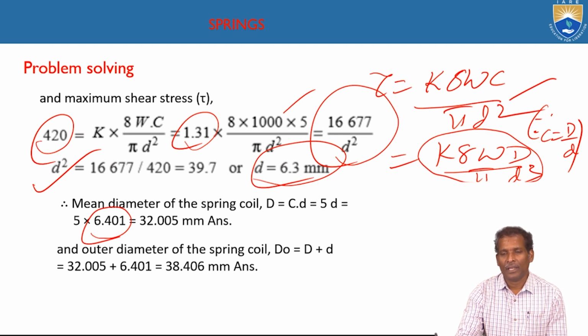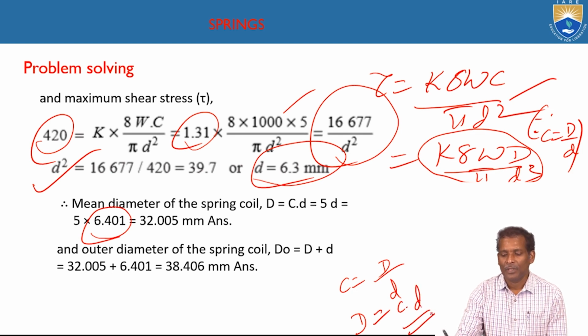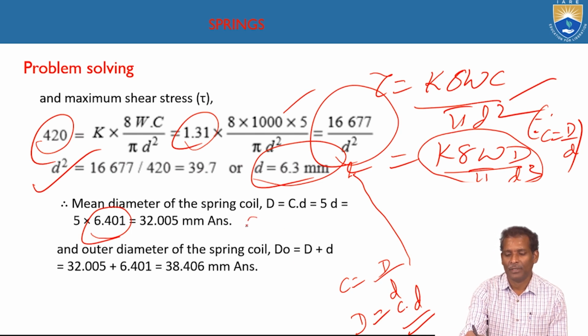So now calculate the mean coil diameter of the spring. You know C is equal to capital D by small d. So capital D, the coil diameter, is C multiplied with d. Here C is the spring index value, 5, and small d we already calculated; take the standard value 6.401. Multiply, and you will get capital D.